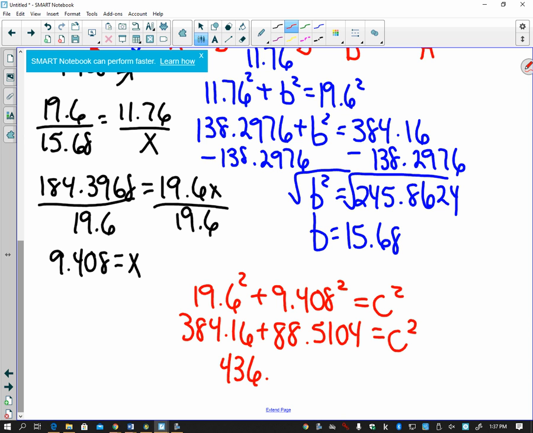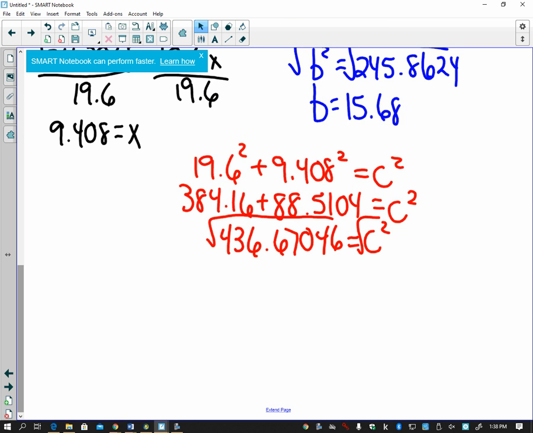436.67046. Okay, we'll stop there. Equals c squared, so we want to square root 436.67046. Take it to like 4 decimal points. 20.8966.